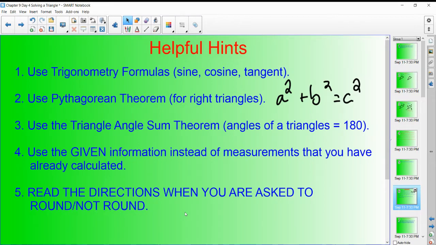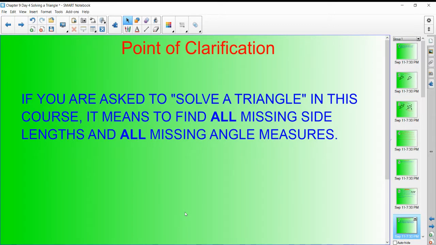So now we're going to get to solving a triangle. If you're asked to solve a triangle, it means find all the missing sides and all missing angle measures. If there's a word problem that says just find the single missing angle, do that. Read the directions, do exactly what it asks you to do, and no more.